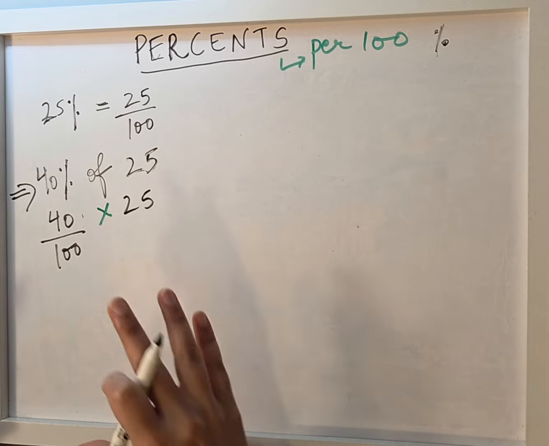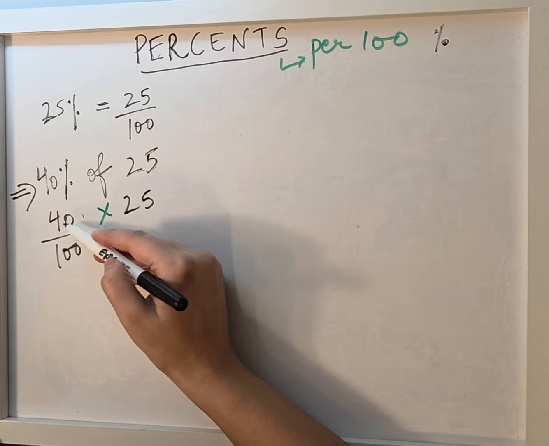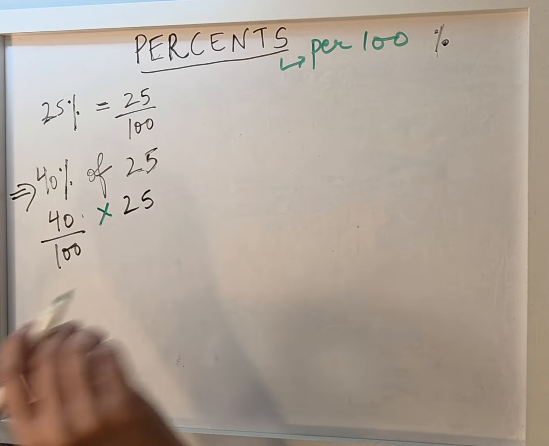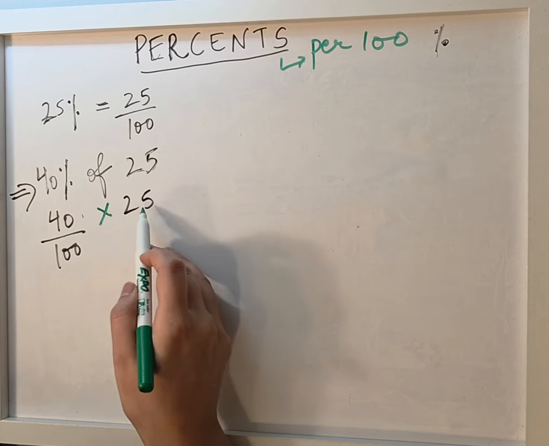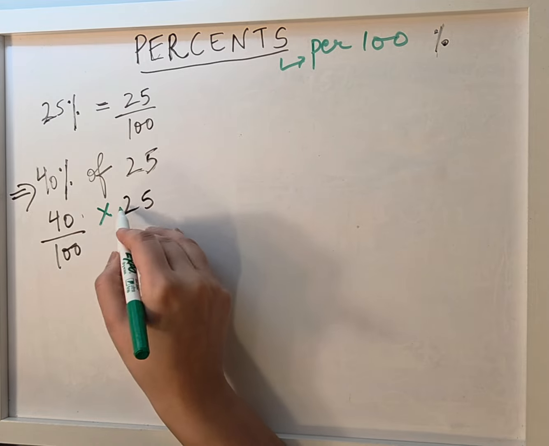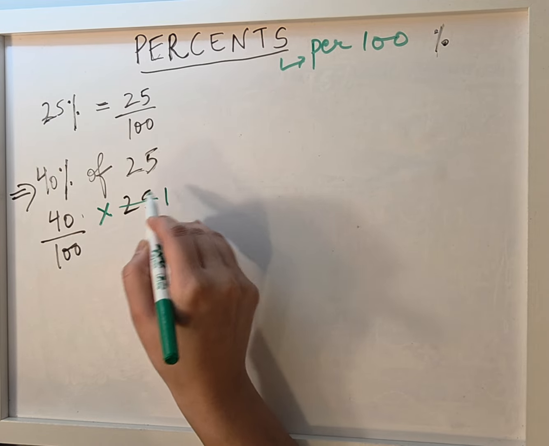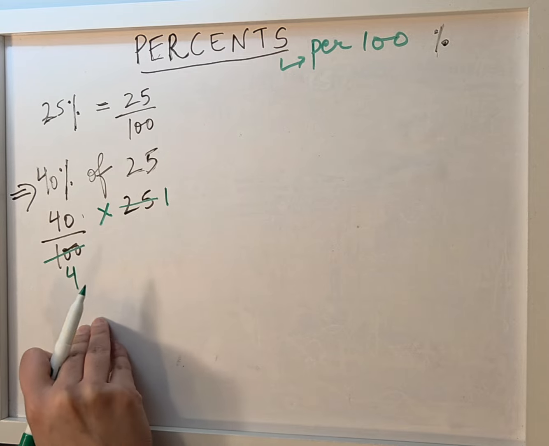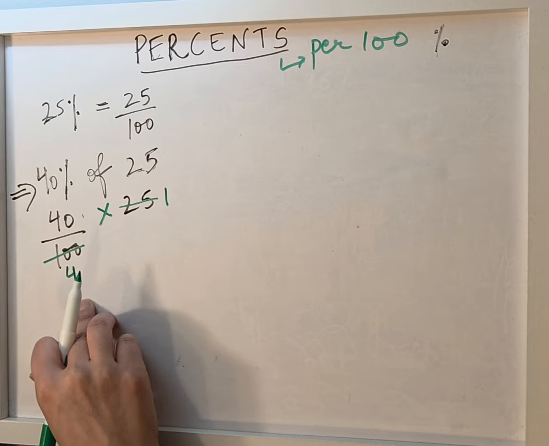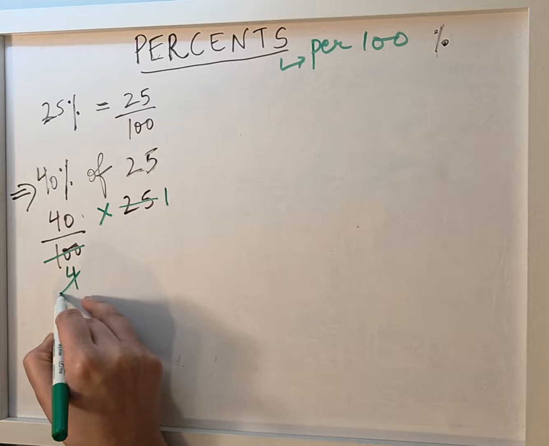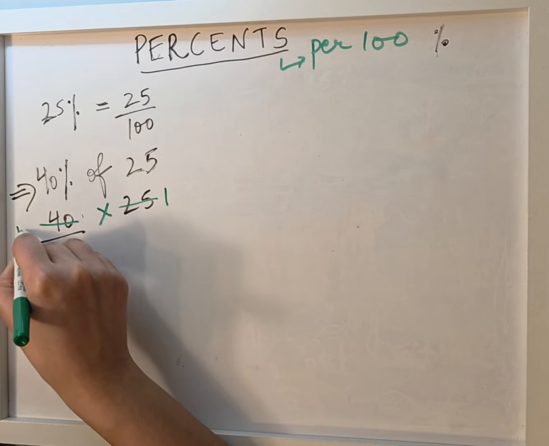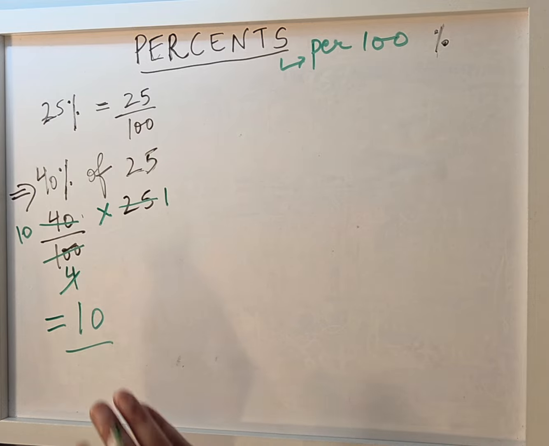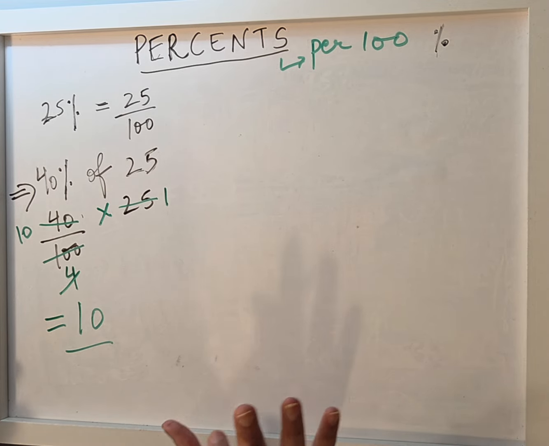Now, how can we solve it? One way is we find the common divisors. 25 can divide 100: 25 into 1 is 25, and 25 into 4 is 100. Then 4 divides 40, so 4 into 10 is 40. So we get 10 as the answer.